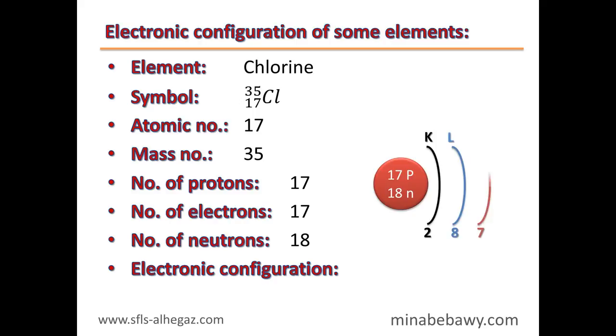Electronic configuration of chlorine. Its nucleus contains 17 protons and 18 neutrons. The chlorine atom contains 17 electrons which are distributed in 3 energy levels. K contains 2 electrons. L contains 8 electrons, so they are 10 electrons. And we have 7 more electrons. We will put them inside M. So the electronic configuration for chlorine is K2, L8, and M contains 7 electrons.